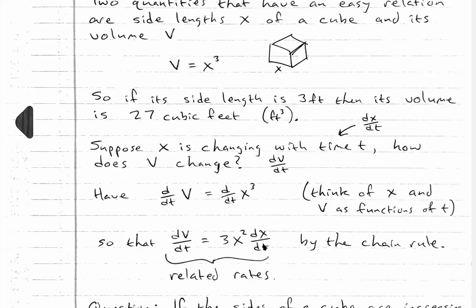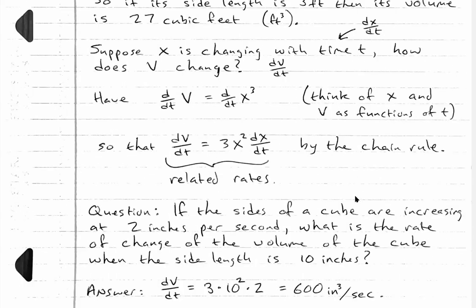And it's not a straight equality. So the bigger x is, the more the volume's going to change for the same change in the side length. So the bigger the cube gets, the more the volume's going to be changing. So we have this relationship. So for a specific question, if the sides of a cube are increasing at 2 inches per second, what is the rate of change of the volume of the cube when the side length is 10 inches?